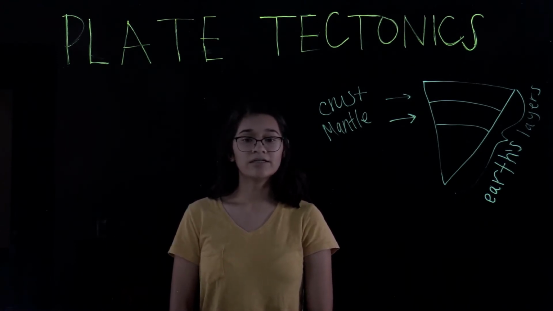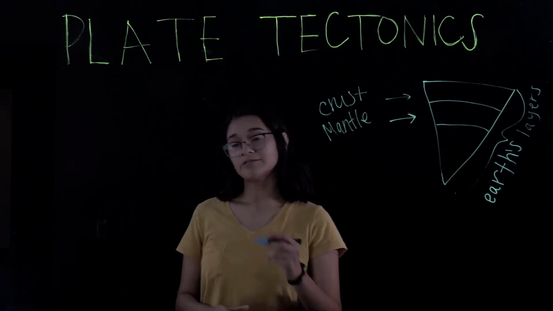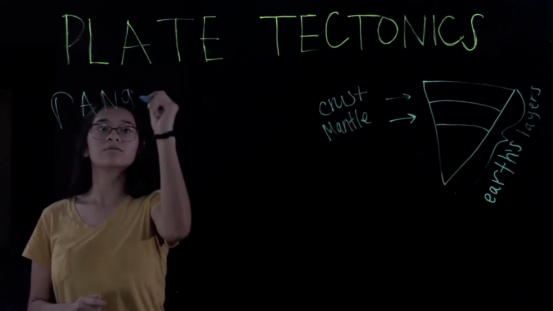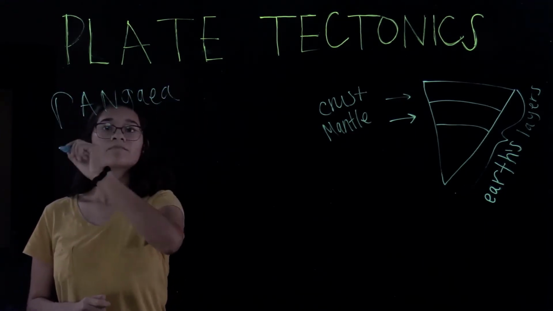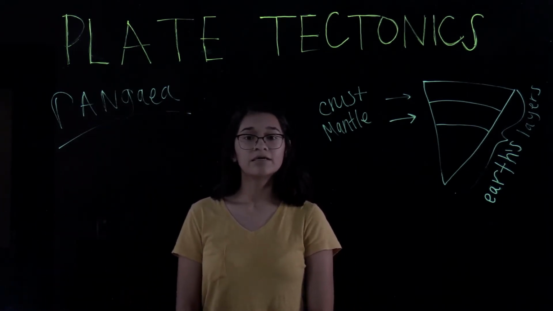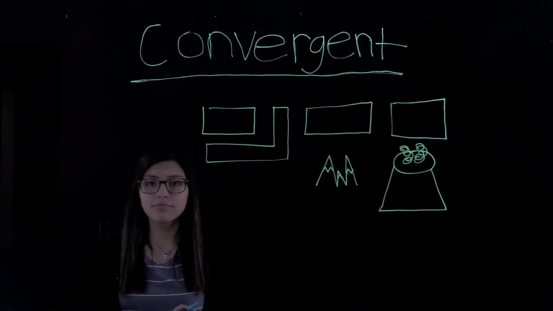A plate can be an oceanic crust or a continental crust, depending on if the crust has ocean or land on it. 335 million years ago, the continents were once one large landmass scientists called Pangaea. Until they began to drift apart in 3 different ways. In the process, they created the world's volcanoes, mountains, and more.